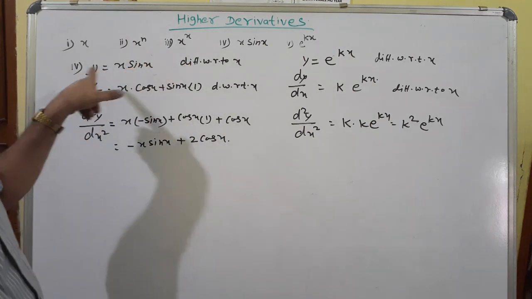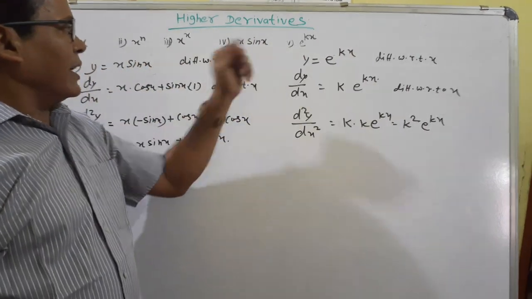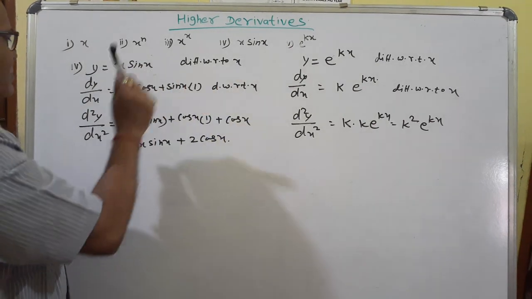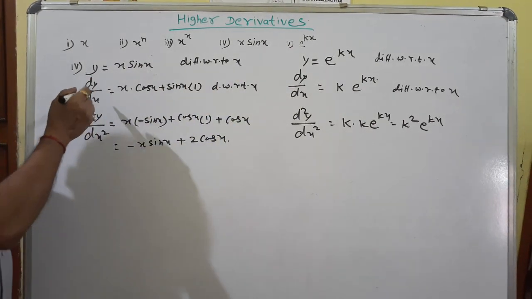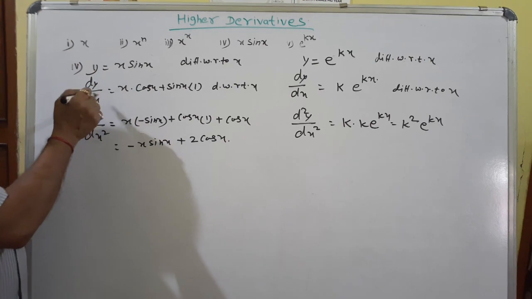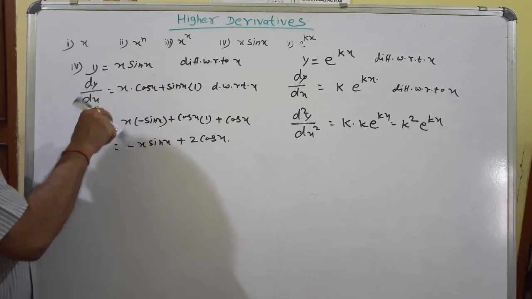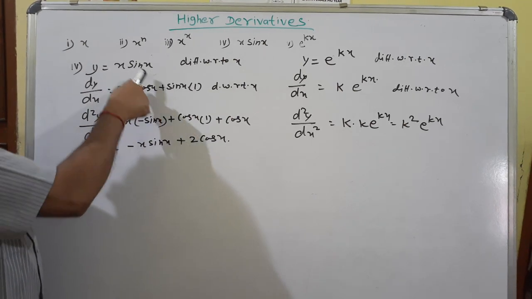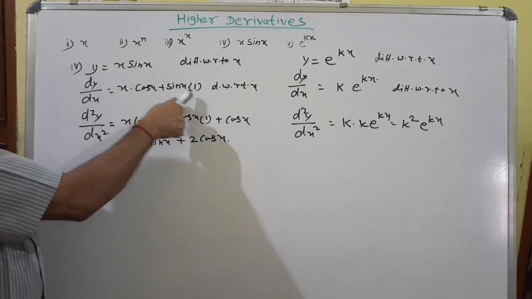Now we are explaining number 4, x sin x. If y is equal to x sin x, then differentiate with respect to x. It's also very simple. Dy by dx is equal to, in UV form, x constant, derivative of sin x is cos x, plus sin x constant, derivative of x is 1.